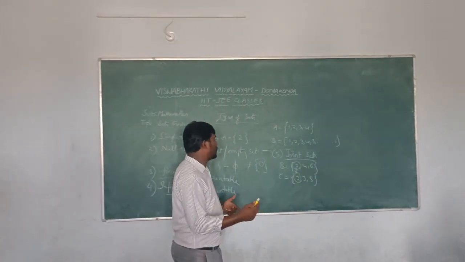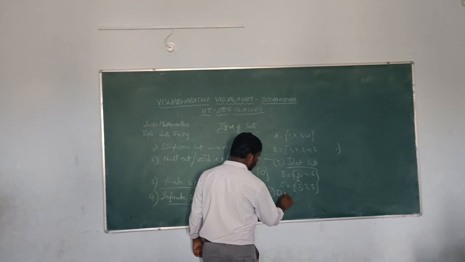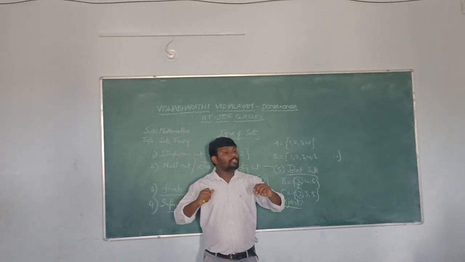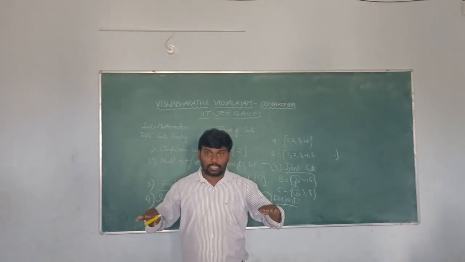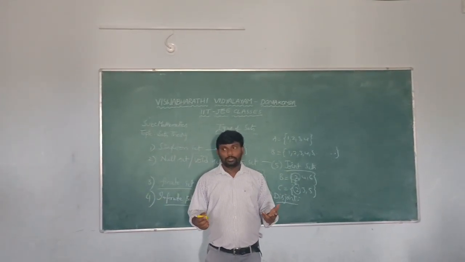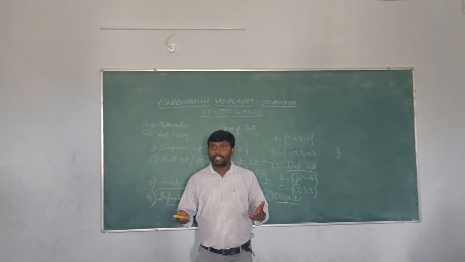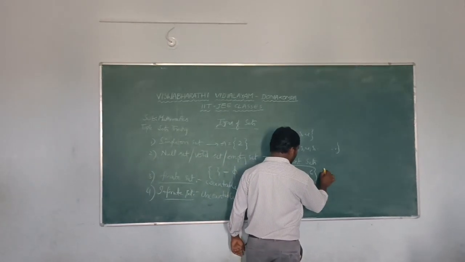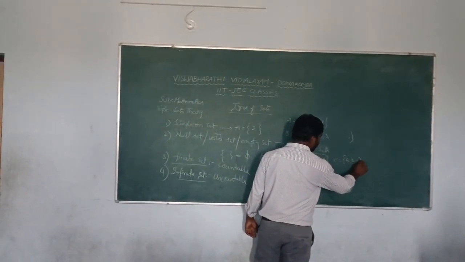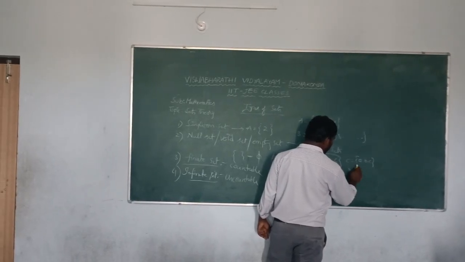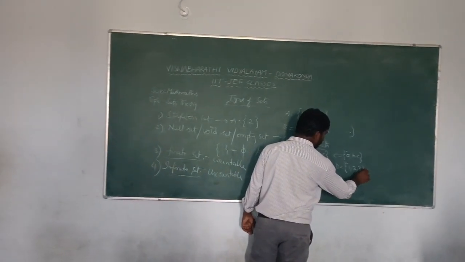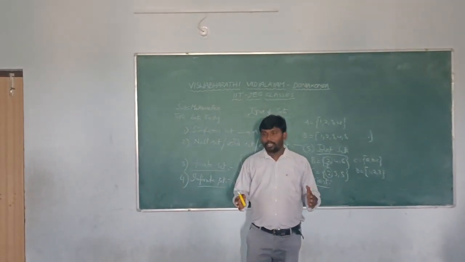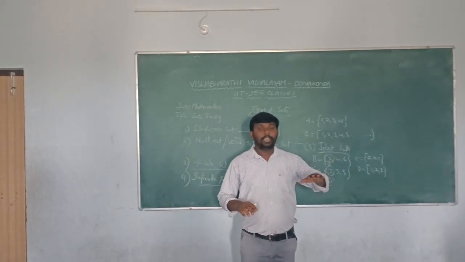Next, disjoint sets. Here it is the opposite of joint. No element is common, not even one. If there are no common elements between two sets, such sets are called disjoint sets. For example, if I take set C as a, b, c and set D as 1, 2, 3, are there any common elements here? No. Therefore, sets C and D are called disjoint sets.